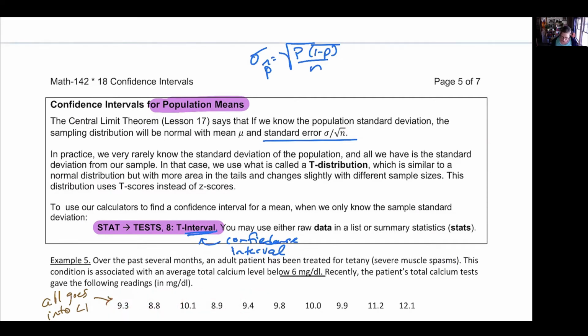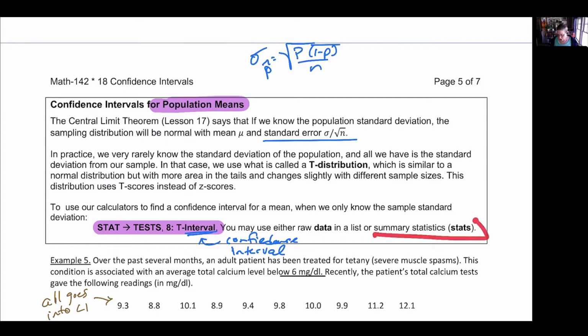Okay, so in example 5, we have adult patients being treated for severe muscle spasms called tetany. I don't know, maybe some of you know how to pronounce that. So this condition is associated with an average total level of calcium below 6 milligrams per deciliter. Okay, we just have to worry really about the 6 for now. Okay, recently the patient's total calcium test gave all the following readings. So we've got all these different patients' calcium readings, and so we have individual level data. So what we need to do is put this all into L1. And then we can calculate it.